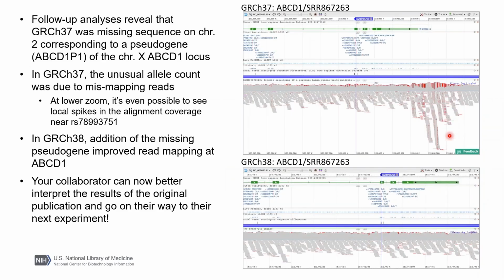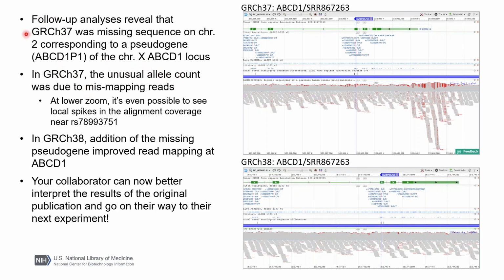Well, in order to keep what could be a very long story short, I'll tell you the following: subsequent analyses of the human reference assembly showed that prior versions of the reference were missing sequence from chromosome 2 that corresponds to a pseudogene that's related to a gene on chromosome X at the position our collaborator was interested in. And so looking at the read alignments in GRCh37, the unusual allele count and the higher density of read mapping that we saw was due to mismapping of reads.